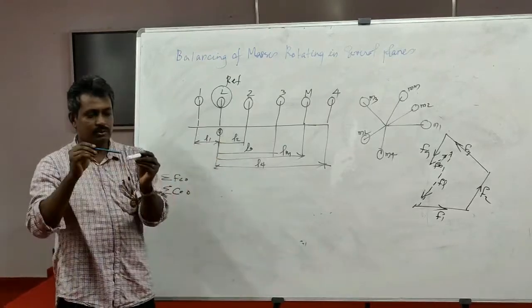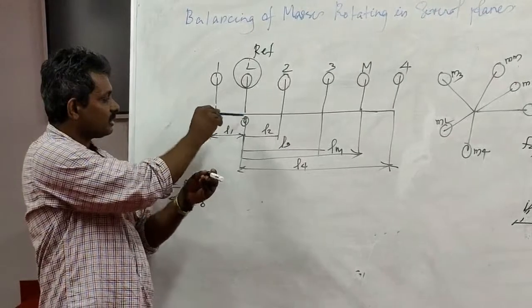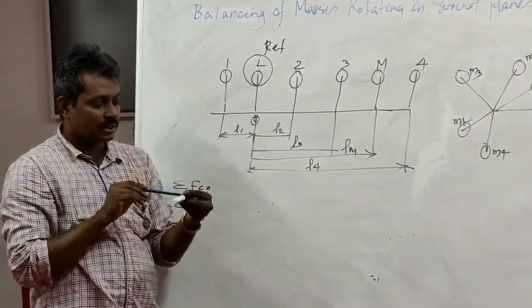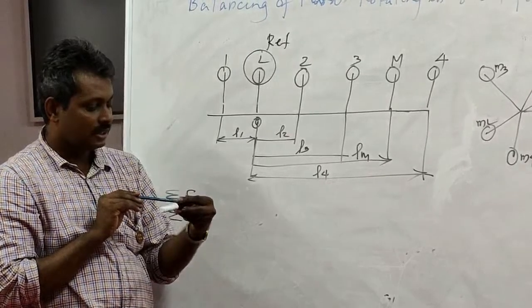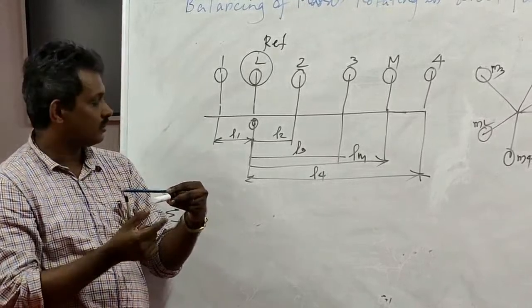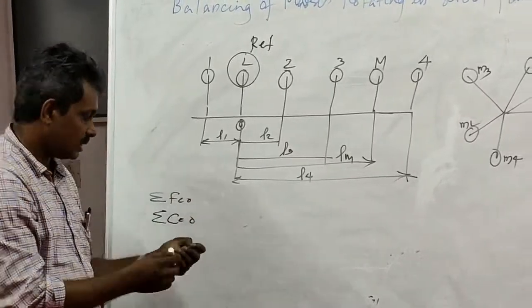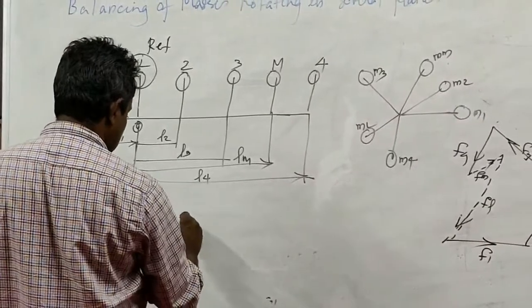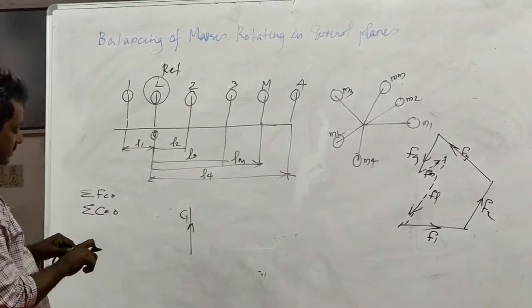So this is the direction of force and this is the length vector, because for the first mass this is the length vector or the radius vector. So this is force and this is the radius vector. So this is R, this is F. So R cross F will be the couple polygon. So the couple diagram, C1 will be like this.